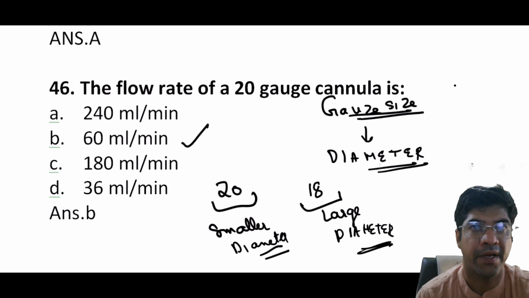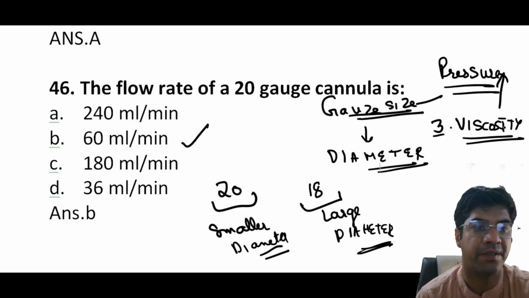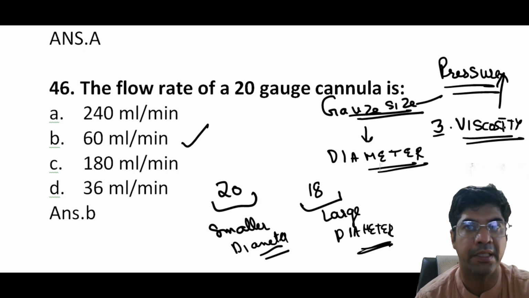Apart from that, other factors that affect flow rate are the pressure. Increase in pressure would increase the flow rate. Third is the viscosity. Less viscous fluids like saline flow faster than more viscous fluids like blood.